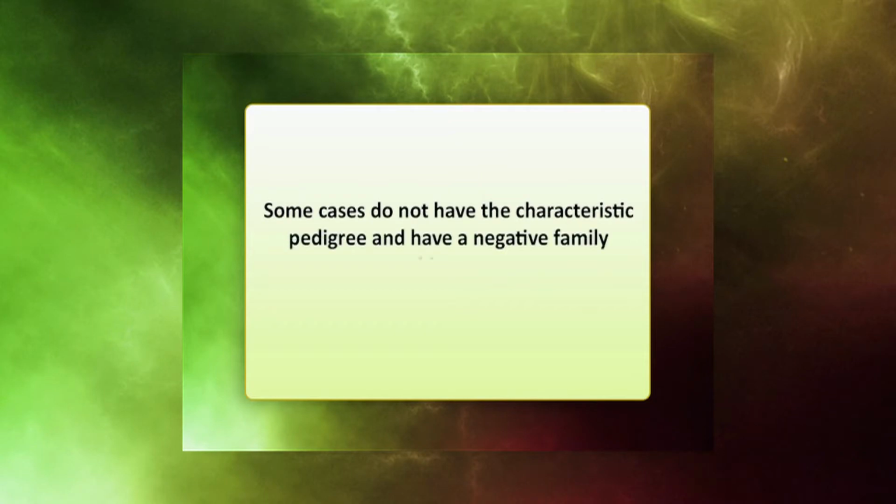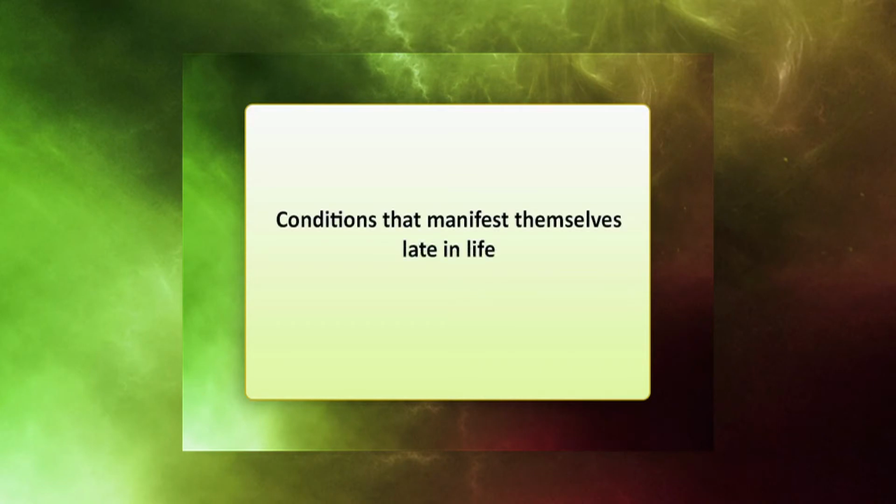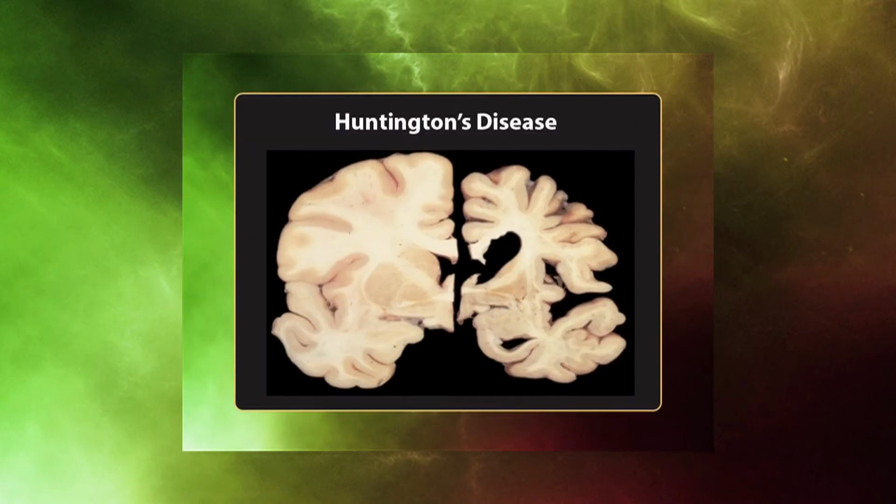However, some autosomal dominant disorders do not always appear to follow the general rules stated above. Some cases do not have the characteristic pedigree and have a negative family history. This may be due to one of the following phenomena. First one, conditions that manifest themselves late in life. The typical example is Huntington's disease. Although the gene for Huntington's disease is present from the time of conception, affected individuals are normal until the symptoms appear, usually around the age of 45 years.